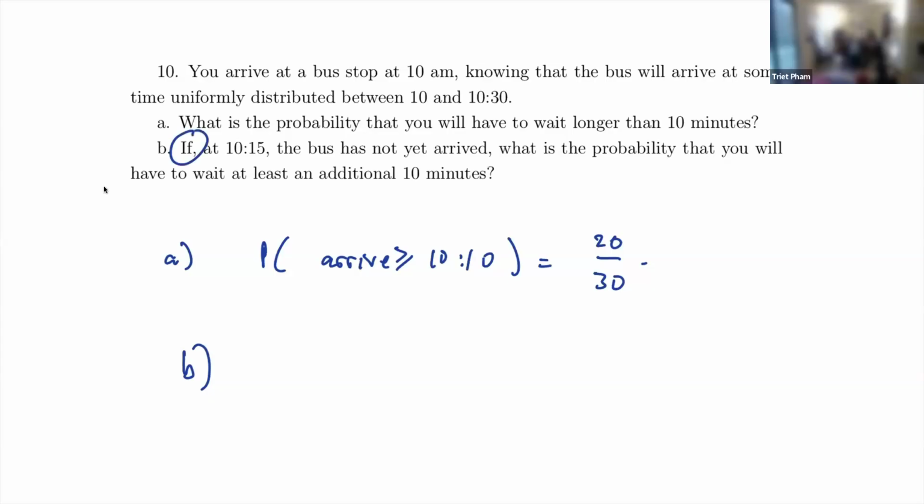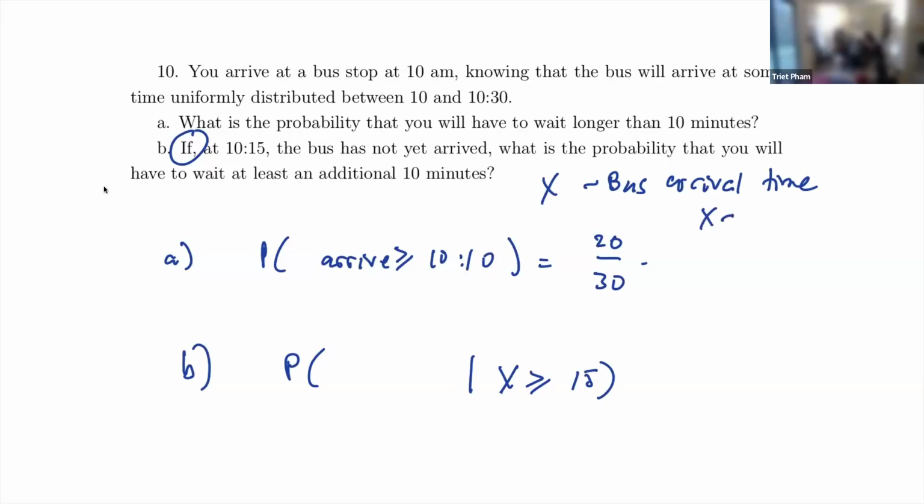So B has the word "if," right? That signals a conditional probability question. I guess we can use the notation X, where X is the bus arrival time. So the probability of B is conditioned on X bigger than or equal to 15, let's say. We can ignore 10. X will be uniform from 0 to 30, because that's the time of arrival.